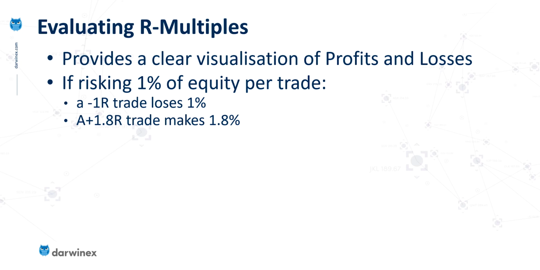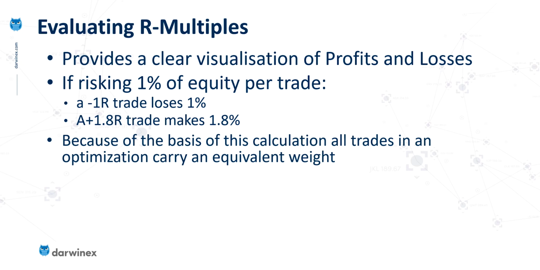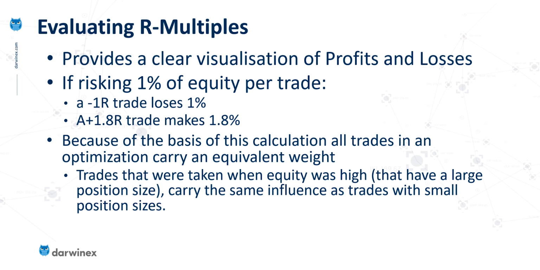So one of the benefits of this is that we can now use these R values to compare trades in a like-for-like way as part of the evaluation of an optimization, and they all carry an equivalent weight. And what I mean by that is that they all have the same influence on the eventual score of the system.